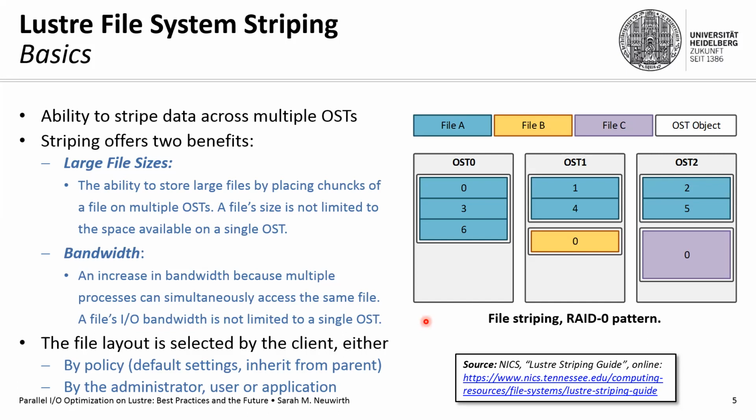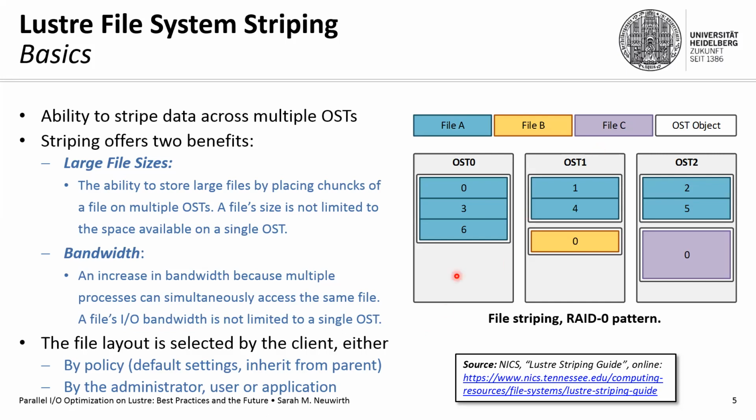So why is file striping beneficial to application performance? There are mainly 2 benefits. The first one is the file sizes. If you are able to place chunks of data on multiple storage targets, your file size is not limited by the space available on a single storage target anymore. In addition, your I/O bandwidth can be significantly increased, because multiple processes can now simultaneously access the same file instead of being limited by a single storage device.